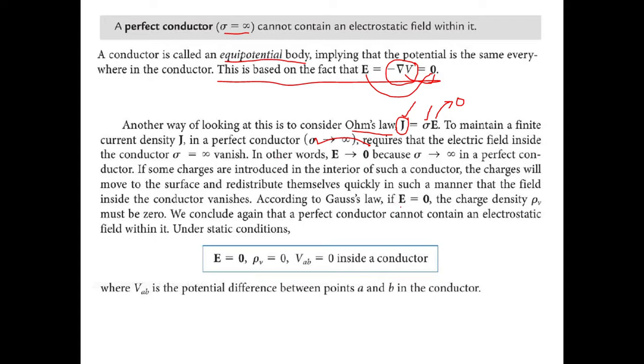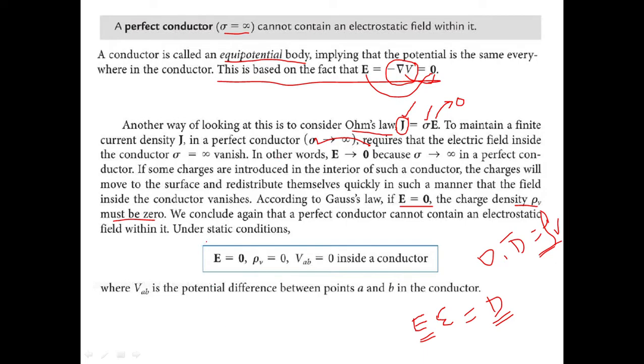According to Gauss law, if E is equal to zero, the charge density rho V must be zero. How can we define this? We know that D is E into epsilon. So if E is zero, this D also has to be zero, right? So if D is zero, we know that divergence of D vector is equal to rho V. So this rho V also has to be zero. So we conclude again that the perfect conductor cannot contain the electrostatic field within it under static conditions.